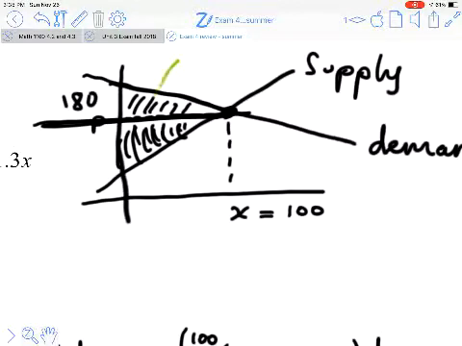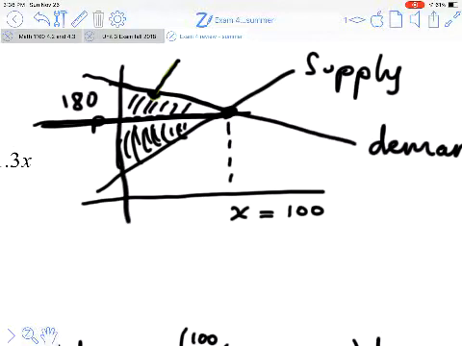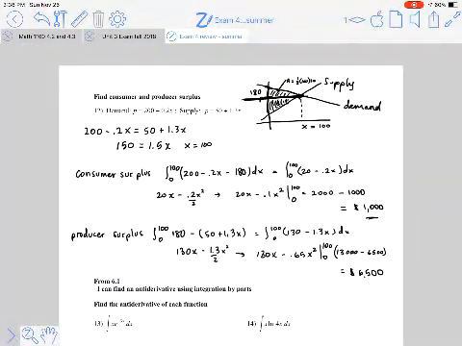So area here, let's get a different color, there we go. Area is 1/2 of the base, which is 100. Base going from here to here, times the height. Now this price point is 180, and the y-intercept of the demand function is 200, so that's a distance of 20. So we have 50 times 20, which is 1,000, which is what we got for the consumer surplus right here.